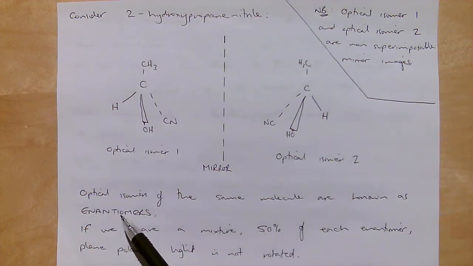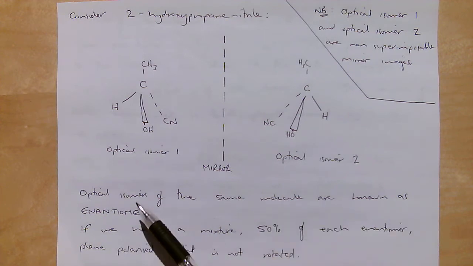So optical isomers of the same molecule are known as enantiomers. These 2 optical isomers, we have a special name for them. They are known as enantiomers. Okay, and let's have a little think about this then.